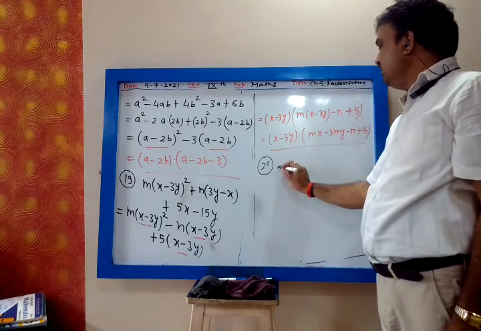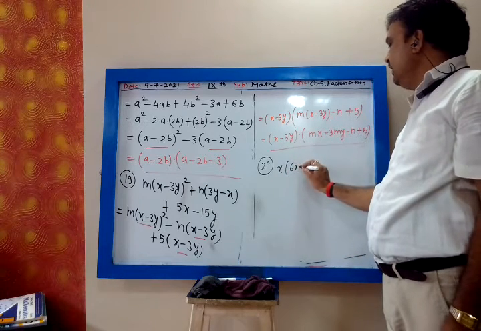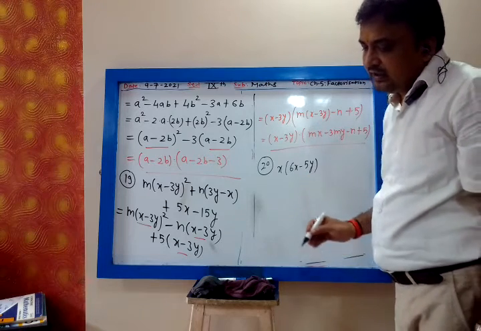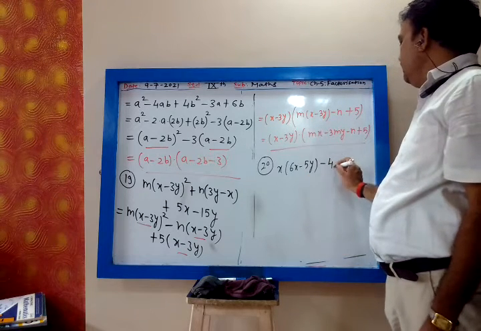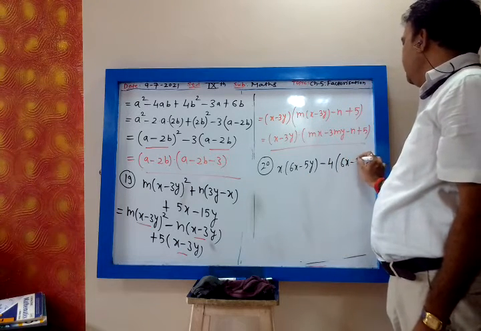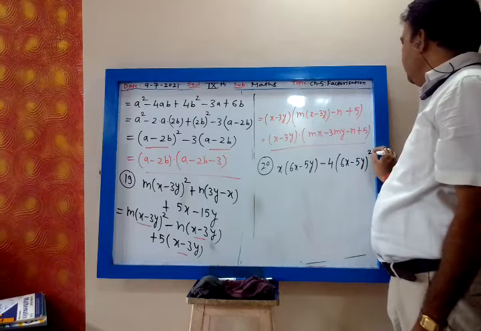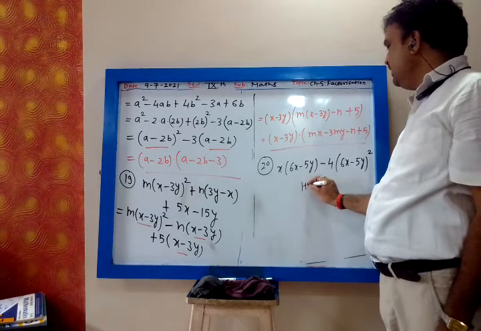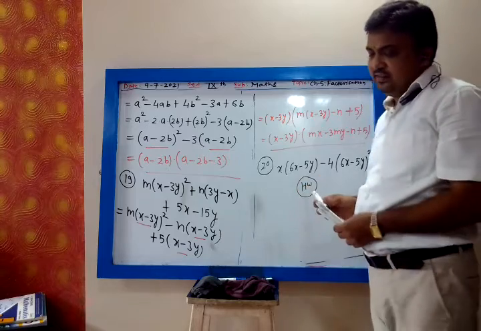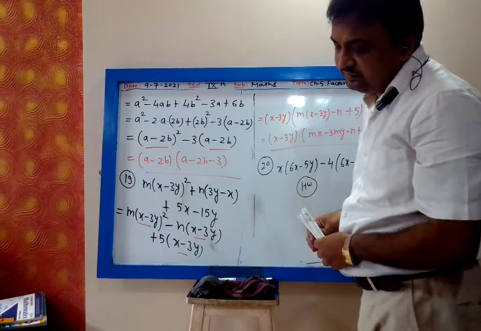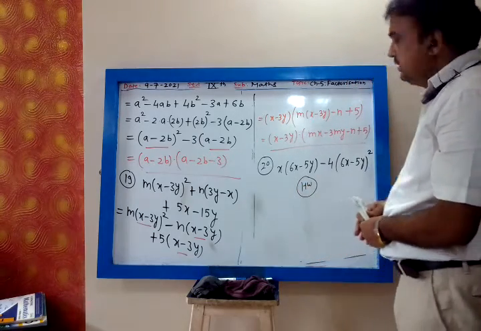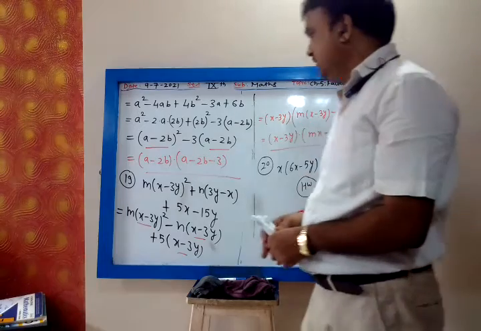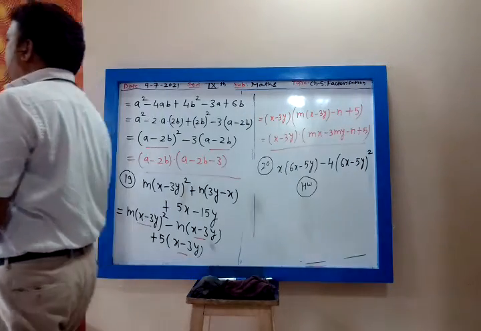Question 20: x into 6x minus 5y, minus 4 into 6x minus 5y whole square. So this I am giving as homework, okay? You will take 6x minus 5y common. Yes or no? You will take 6x minus 5y common. That's all.